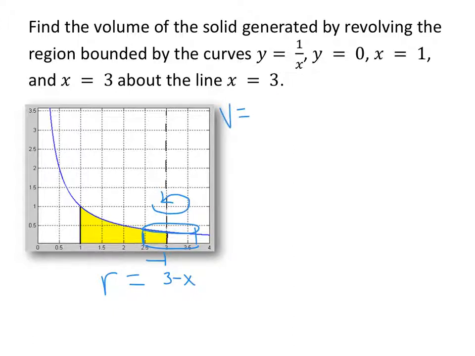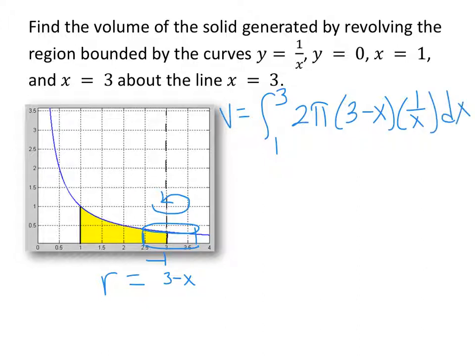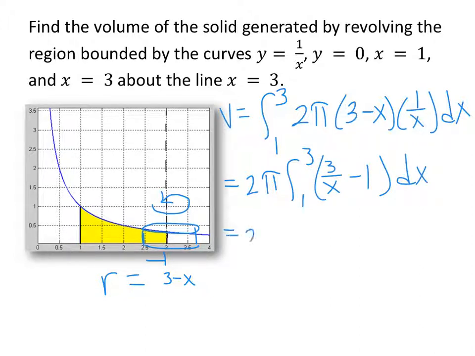So we know our volume is equal, we're going from 1 to 3 on my x's. It's 2 pi times my radius, 3 minus x, times the height of my function, which is 1 over x dx. And then I'm integrating. So I'm going to pull out that 2 pi. So I have 2 pi, the integral from 1 to 3 of 3 over x minus 1 dx. So now I have 2 pi times the solution that when I integrate, I have 3 times the natural log of x minus x evaluated from 1 to 3.